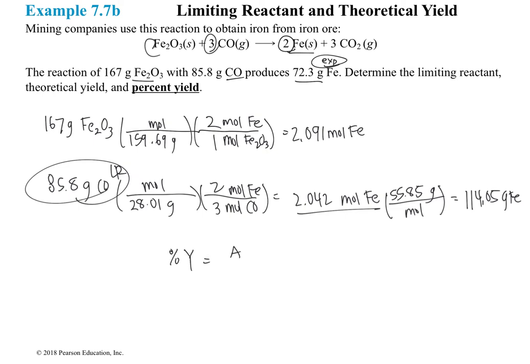So percent yield is going to be actual yield over theoretical yield times 100. In an experiment, we produced 72.3 grams of iron over the 114.05 grams that theoretically could have been produced times 100, and that gives me 63.4%. Also, not bad.